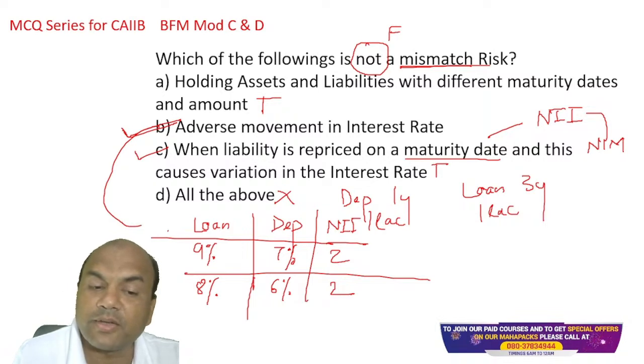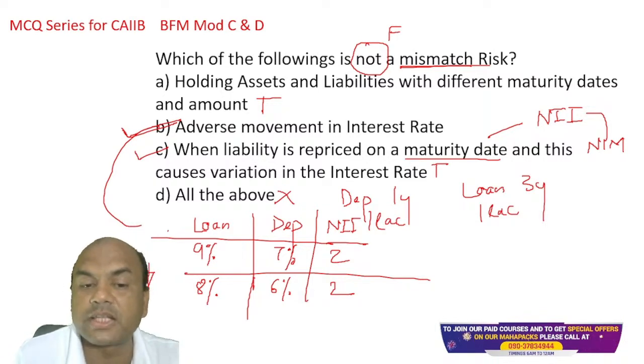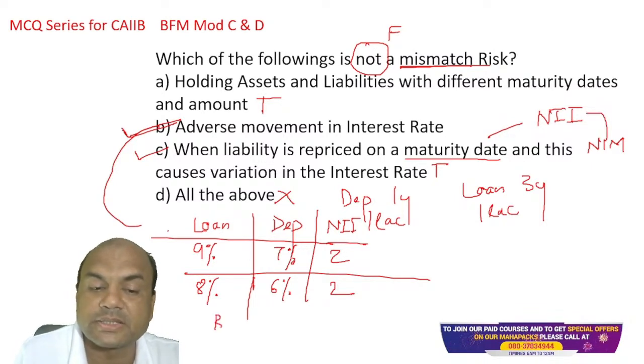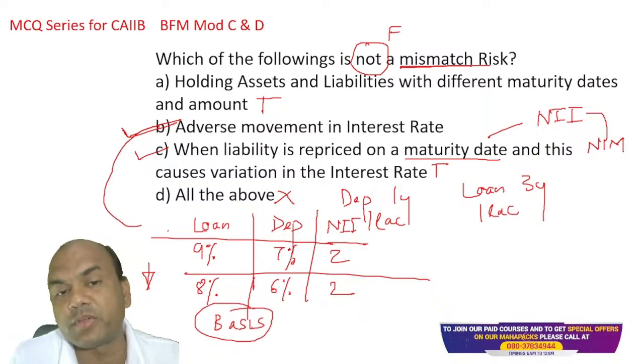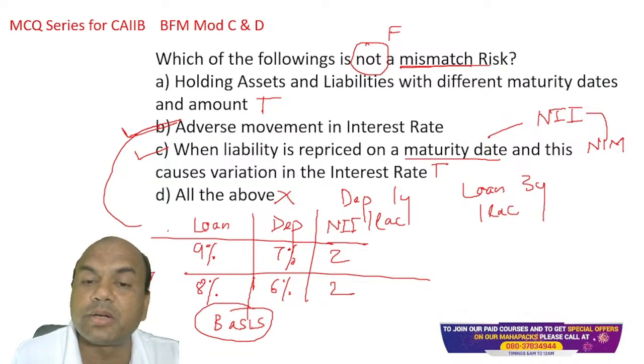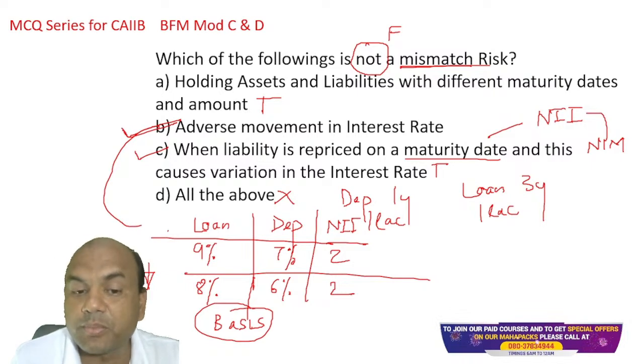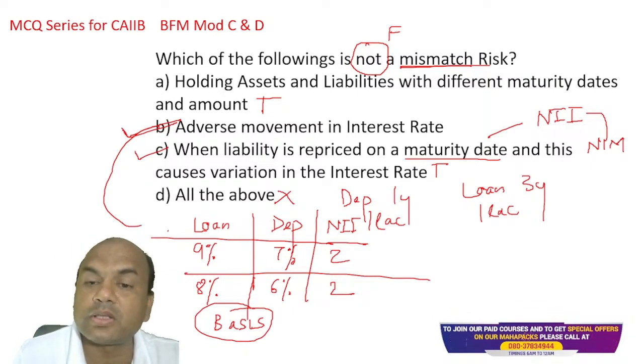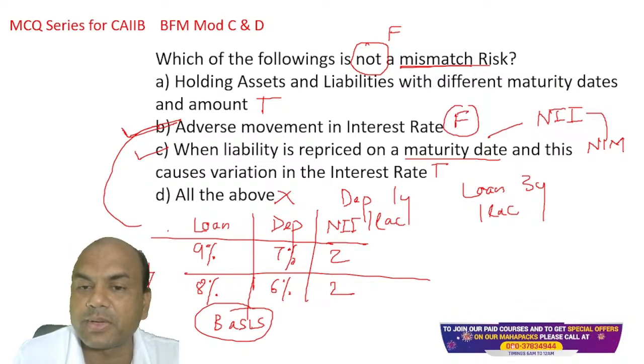Now, if it happens in one of them, means this decreases but this does not, or this decreases, this does not, in that case, that is called a basis risk. In basis risk, then you'll be having the mismatch part. But here is anything mentioned about the basis risk? No, it is mentioned adverse movement in the interest rates. So it is for both. So that's why this is a false answer, and it is not a mismatch risk.